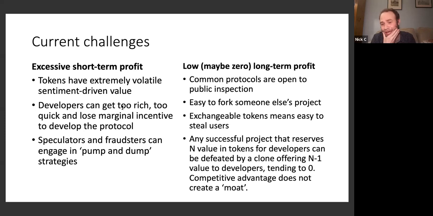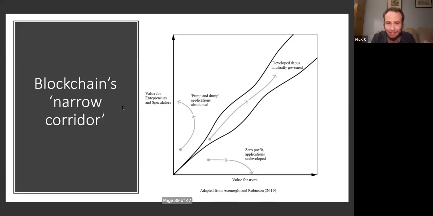And the key thing is that any successful project that reserves N value in tokens for developers can be defeated by a clone offering N minus one value to developers, and that tends to zero. So basically, the competitive advantage of these protocols does not create a moat that is easily defended. If someone can develop a credible clone, then it will be developed, and it becomes a very dangerous space.